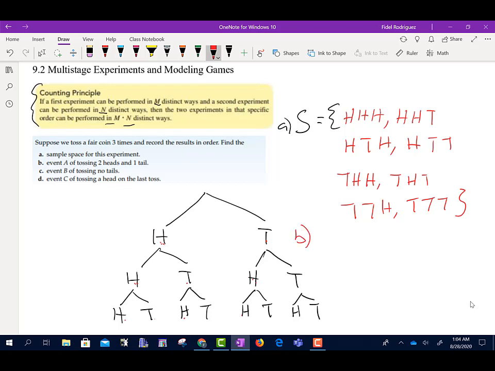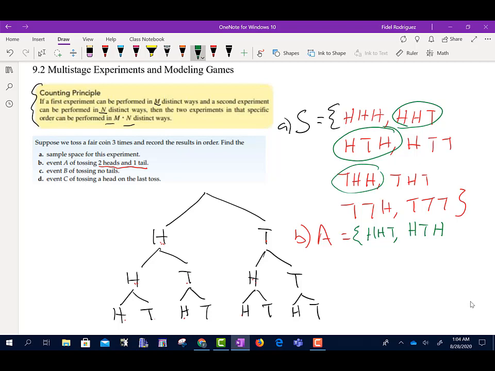Now, part B says, let's find the event A that has 2 heads and 1 tails. Okay, 2 heads and 1 tails. So I'm going to look here, see if I can find 2 heads and 1 tails. There's one of them, so we could get heads, heads, and tails. 2 heads and 1 tails. Here's another one. Heads, tails, and heads. 2 heads and 1 tails. And looks like this might be the last one. Tails, heads, and heads, right? Okay.